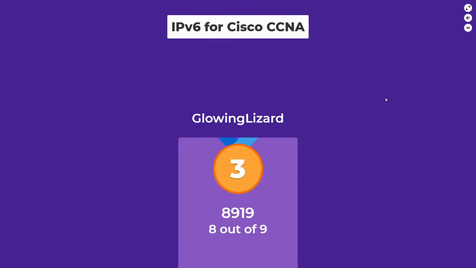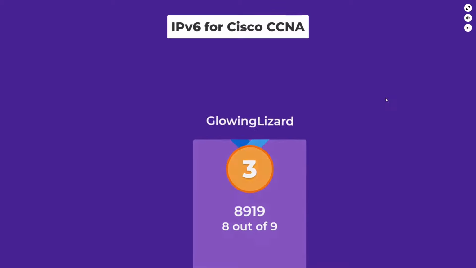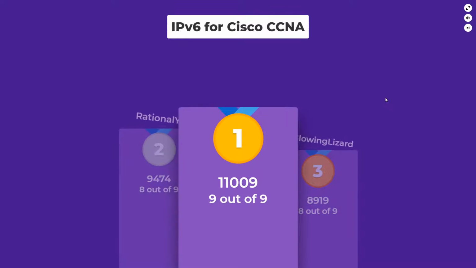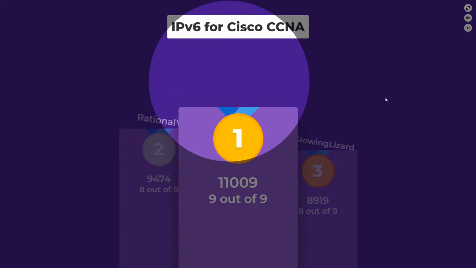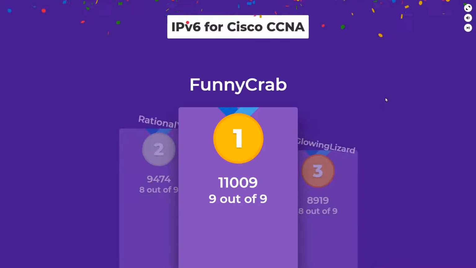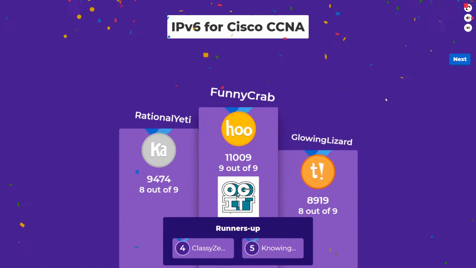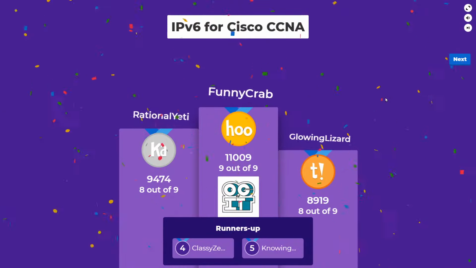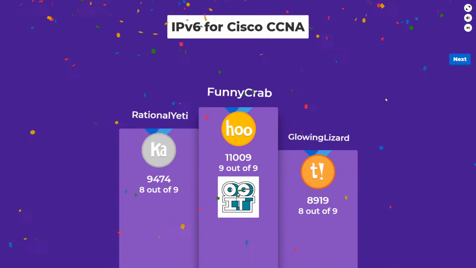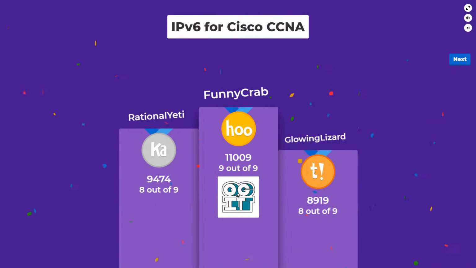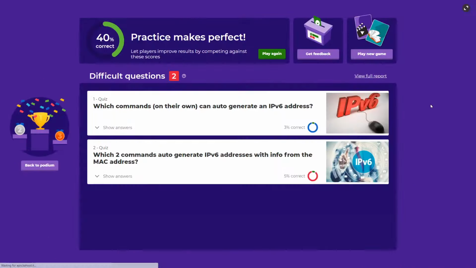Here is our leaderboard. Thank you, everybody, for playing today. Glowing Lizard, 3rd place. Congrats. Rational Yeti. And at the top of the stack, that's an IPv6 protocol stack, Funny Crab. Well, great job. Let's just enjoy that for a moment. Oh, yeah.